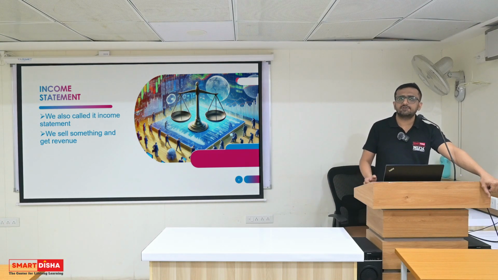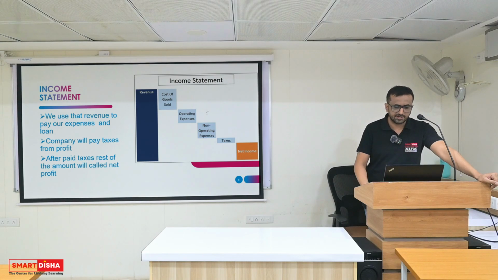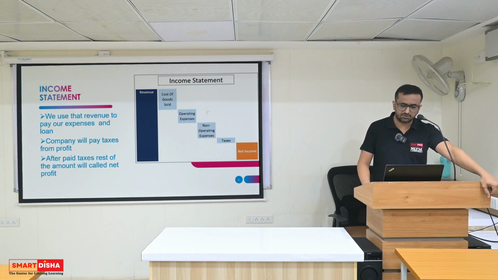After generating revenue, the company pays taxes, pays depreciation cost, pays its loans, and whatever the remaining amount is, we call it profit, right? From profit the company pays taxes, and whatever amount remains is called net profit. Very simple. So you can see here the company first created revenue, then cost of goods sold, operating expense, non-operating items, taxes, and after that the remaining is net income. Very simple. So this was the company's financial statement, or income statement, right?